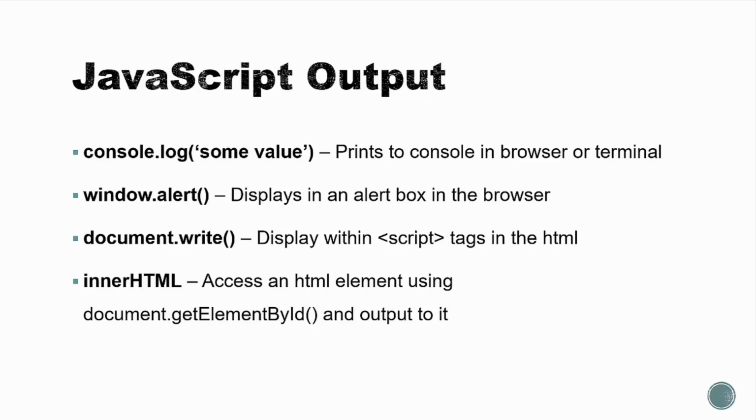So when we talk about JavaScript output, there's a few different things that we can do. We'll probably use console.log the most, and what this does is it'll print whatever we ask it to out to the console within a browser or even within a terminal. For instance, in Chrome, if you hit F12, it'll open up the Chrome tools and you can use the console there. We also have window.alert or just alert, which will display content in an alert box that pops up in the browser. We have document.write, which can display content within a script tag in the HTML. And then we also have innerHTML, which we can use by accessing an HTML element with document.getElementById and then output it to that element.